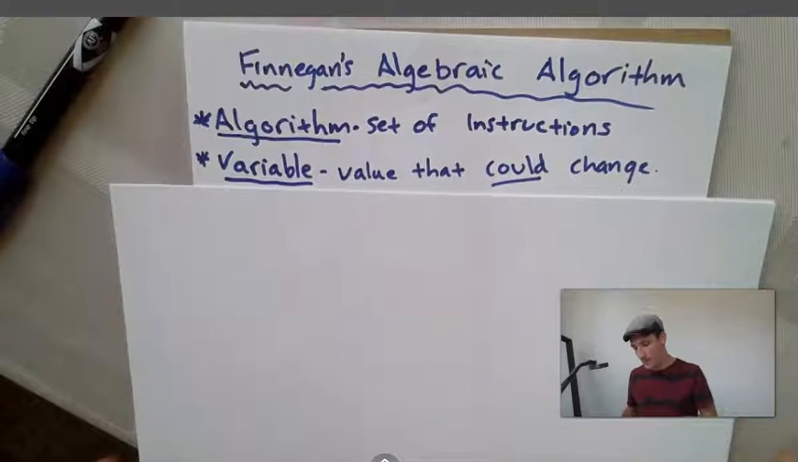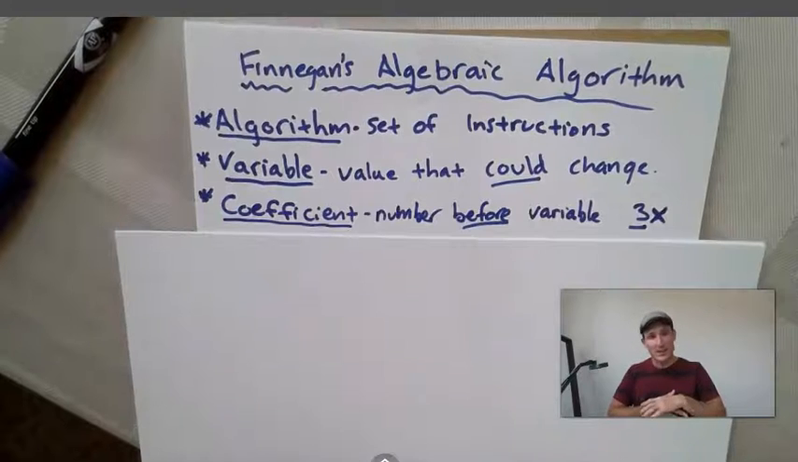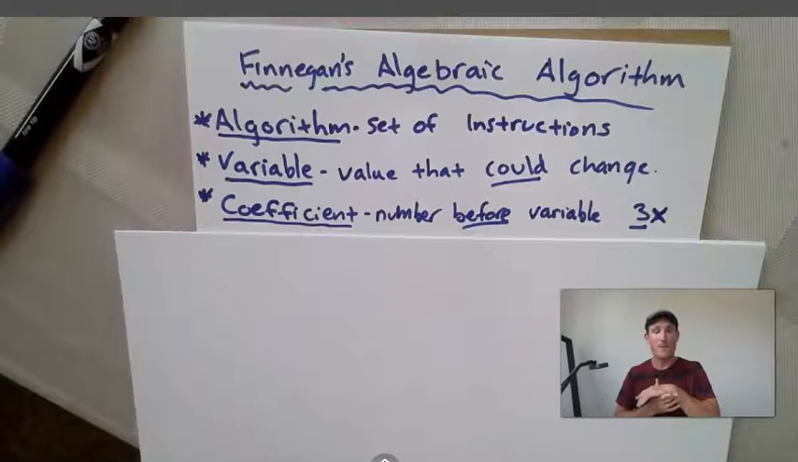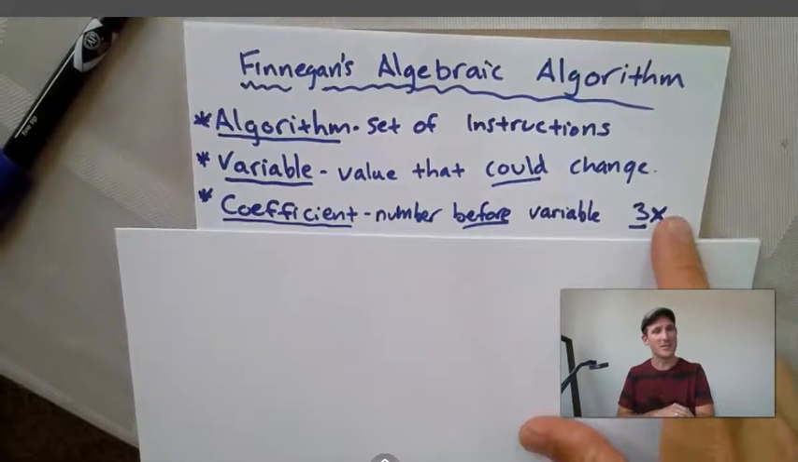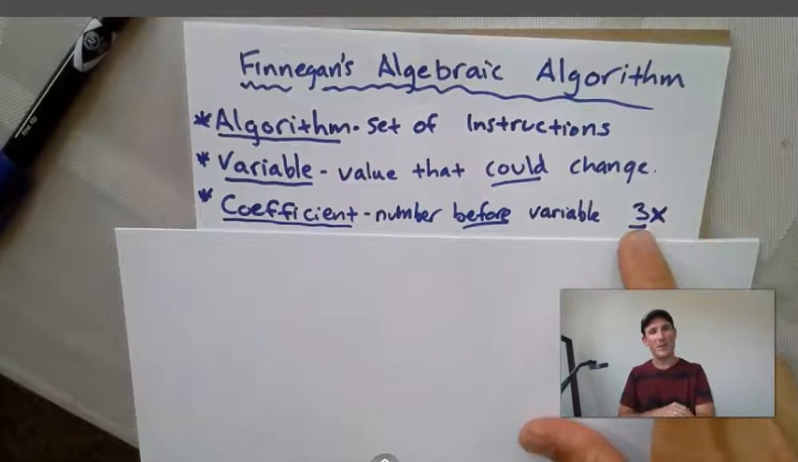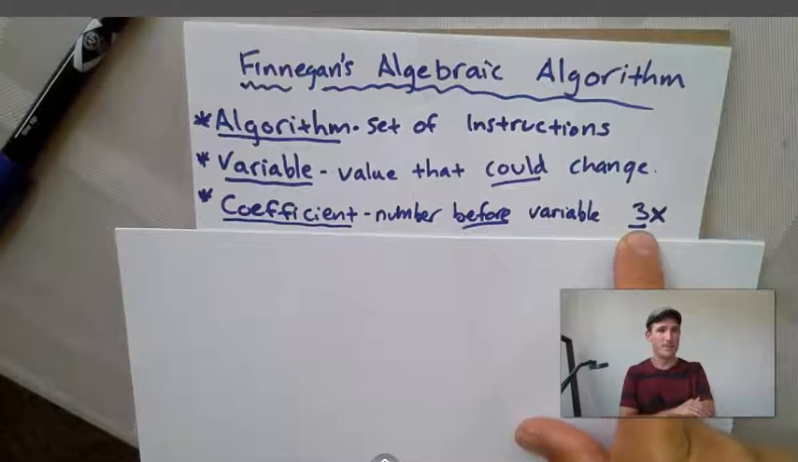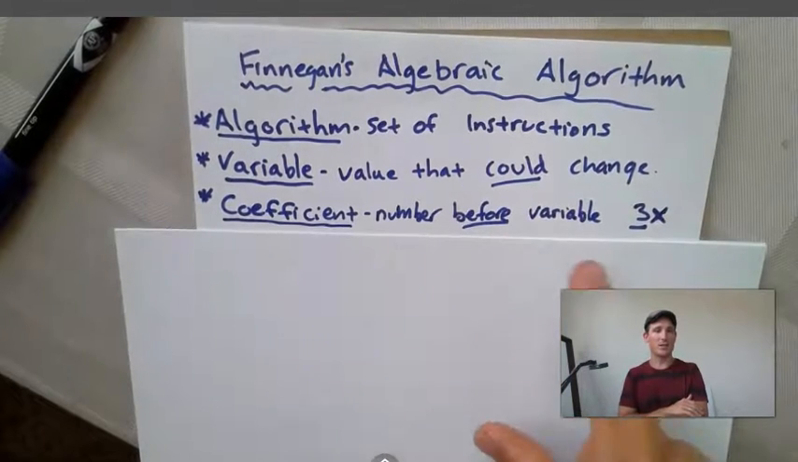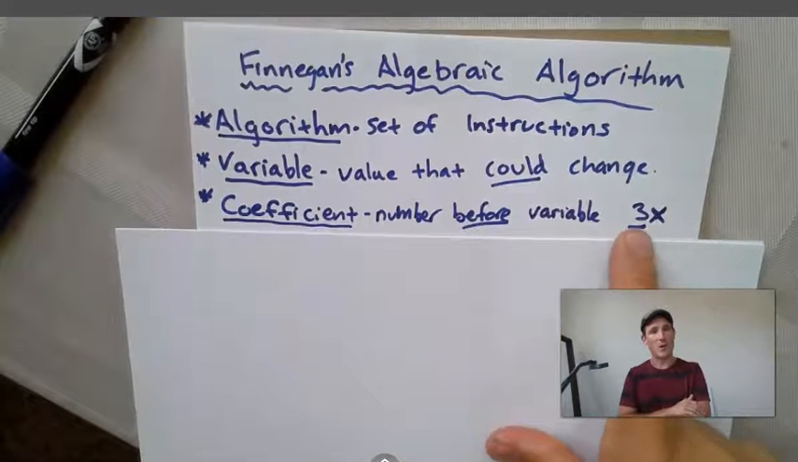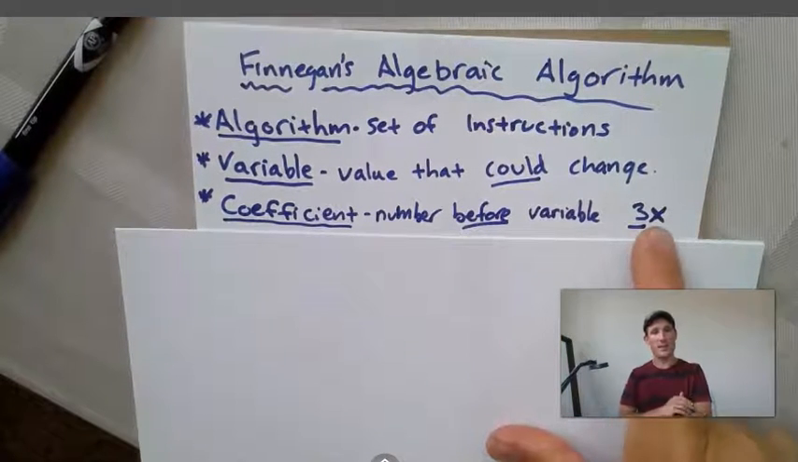Okay? A coefficient is basically a number before the variable. All right? It basically tells you how many of that thing there are. So for instance, 3x tells us that there are 3 x's, right? And so 3x, the coefficient would be 3. The variable would be x. Okay? That's about as simple as I can make this definition to help you understand it, right? 3x, the coefficient's 3, the variable's x.